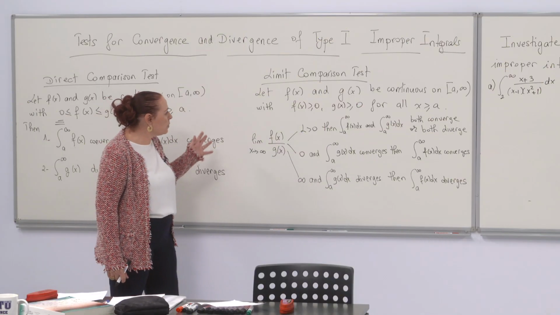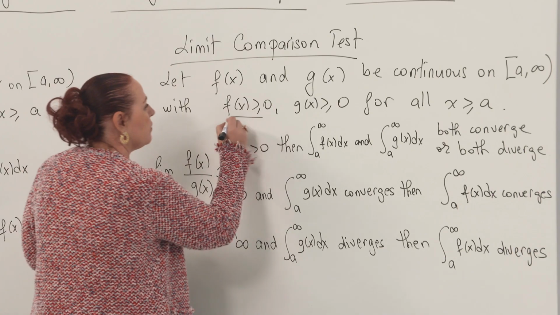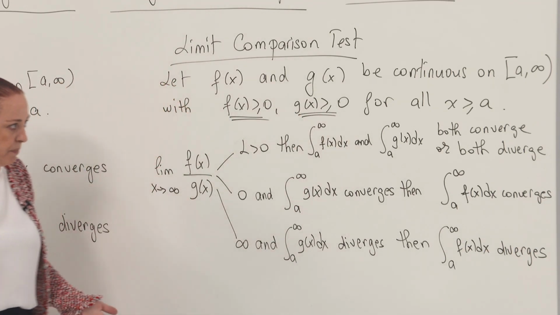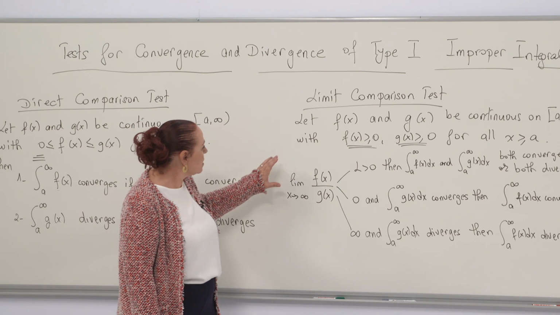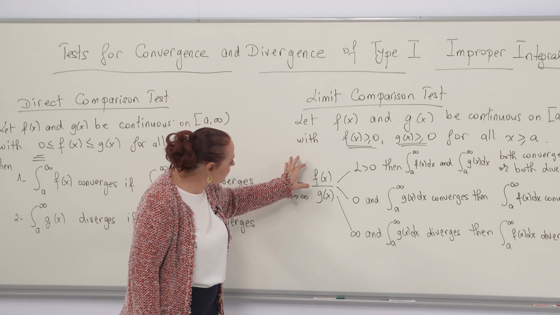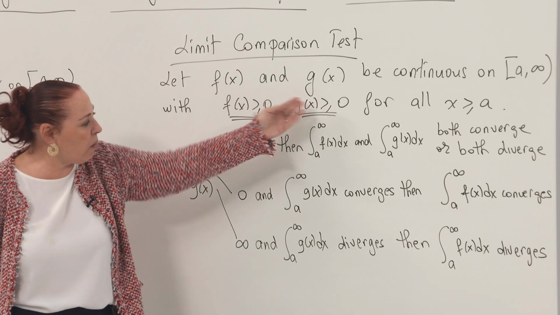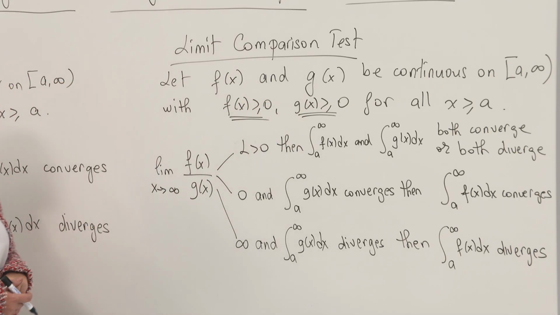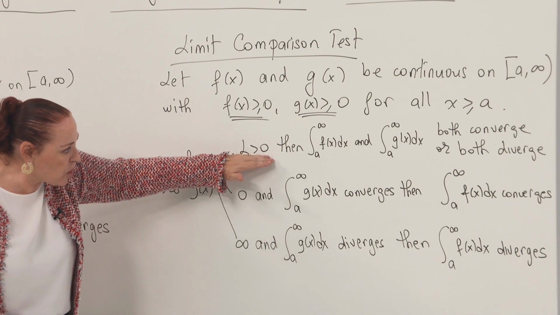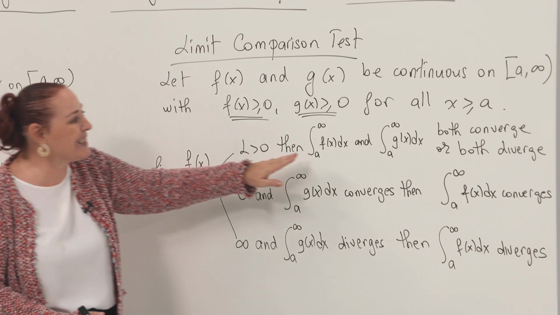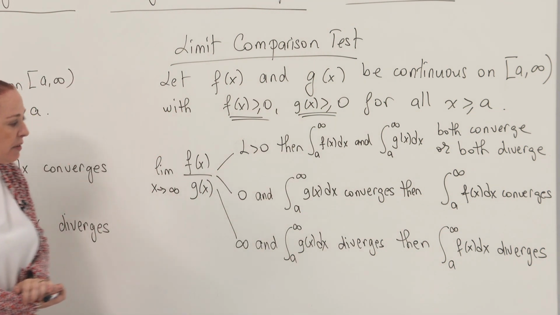The next theorem that we're going to talk about is the limit comparison test. We have to be very careful that both of them have to be positive. If not, the test is not going to work. So we just take the limit of their ratio, and we have 3 options because they are always positive. Minus infinity is not an option. If this is a positive number not equal to 0, then they both converge or both diverge. That means they have the same behavior.